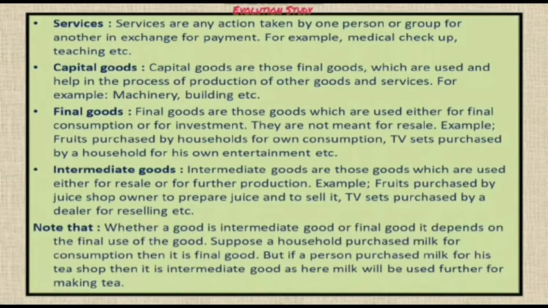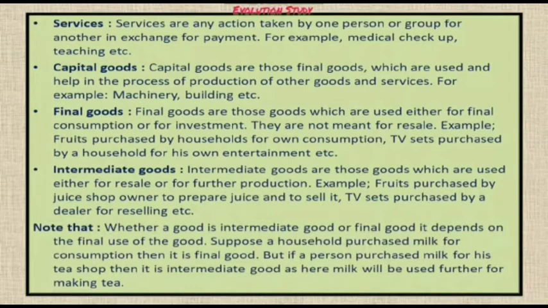What are final goods? Final goods are those goods which are used either for final consumption or for investment. They are not meant for resale. For example, fruits purchased by households for own consumption, a TV set purchased by a household for his own entertainment, etc. Now what are intermediate goods? Intermediate goods are those goods which are used either for resale or for further production. Example, fruits purchased by the juice shop owner to prepare juice and sell it, or a TV set purchased by a dealer for reselling it.